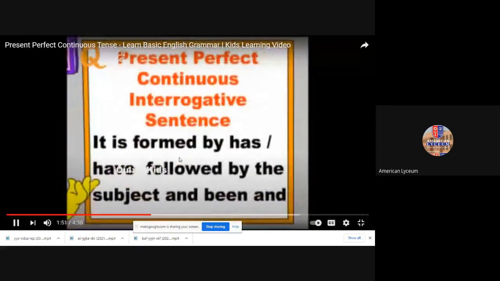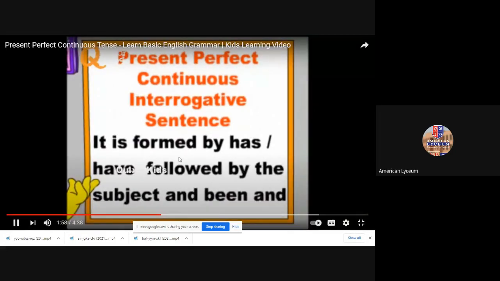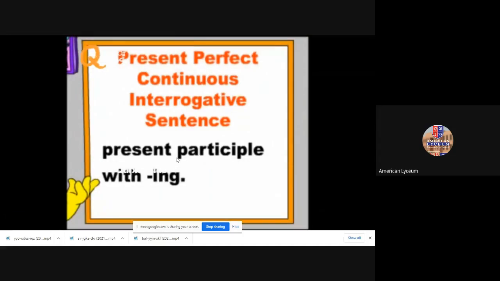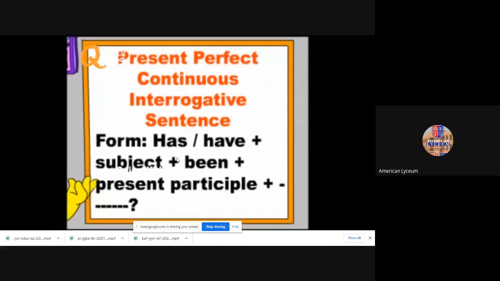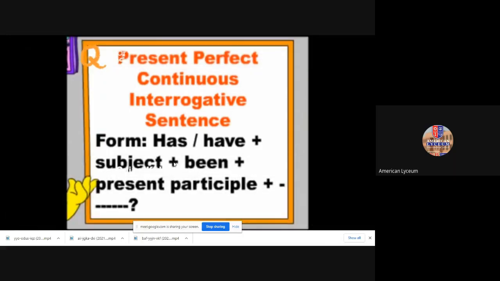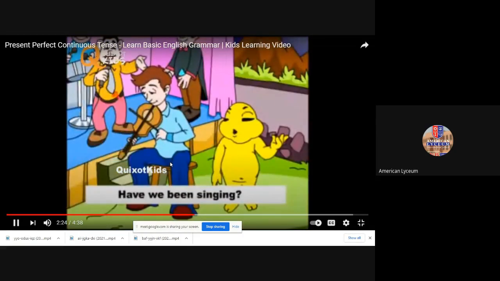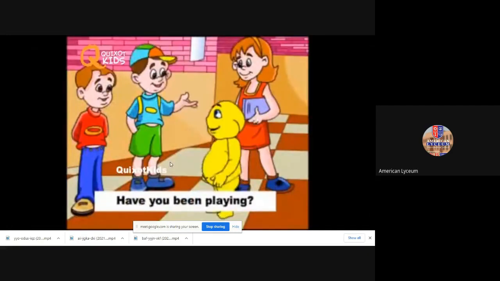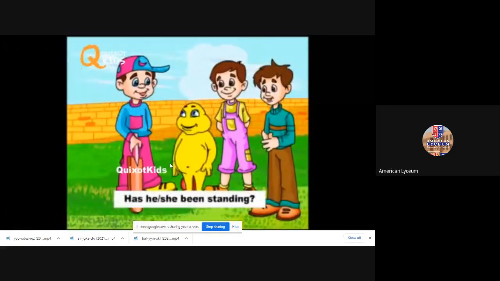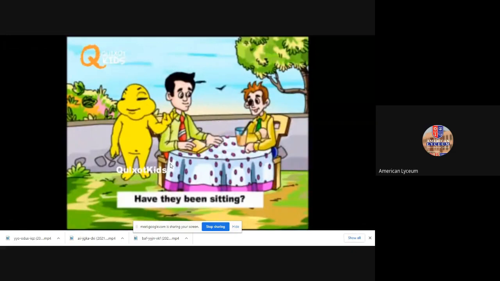Present perfect continuous interrogative sentence. It is formed by has, have, followed by the subject and been, and present participle with ing. Form: has, have, plus subject, plus been, plus present participle. Examples. Have I been reading? Have we been singing? Have you been playing? Has he or she been standing? Have they been sitting?